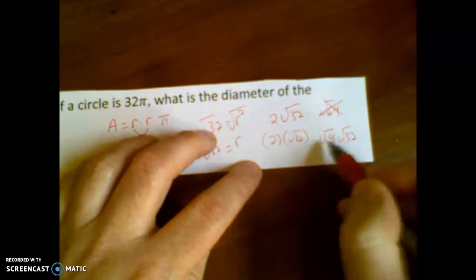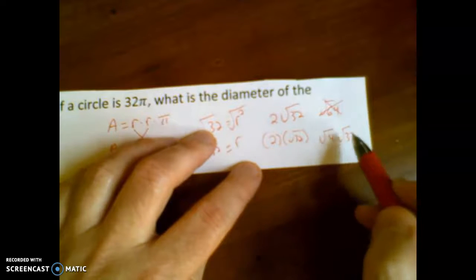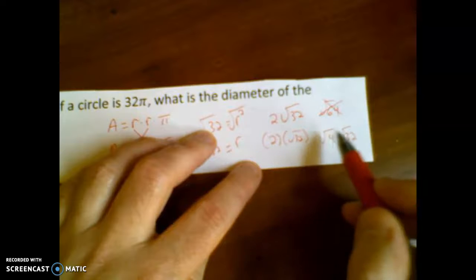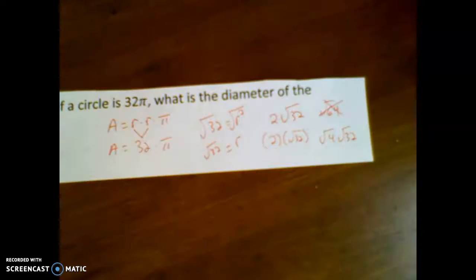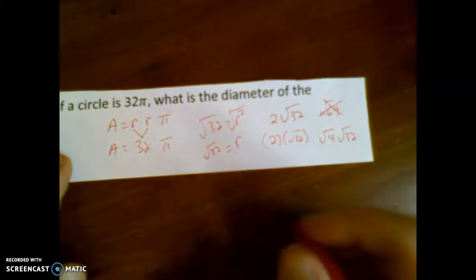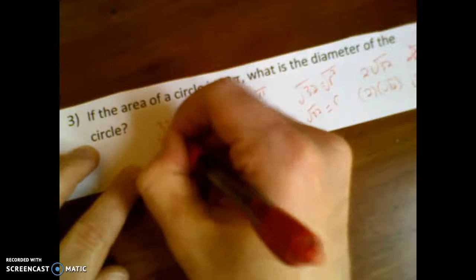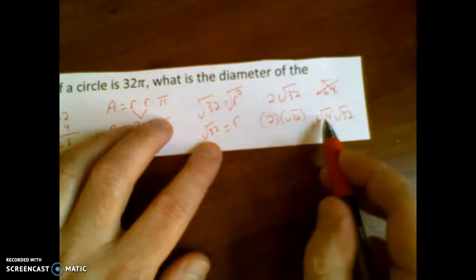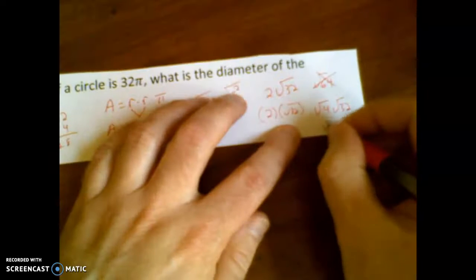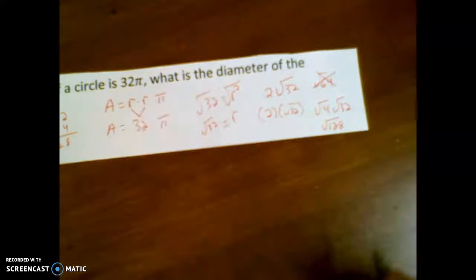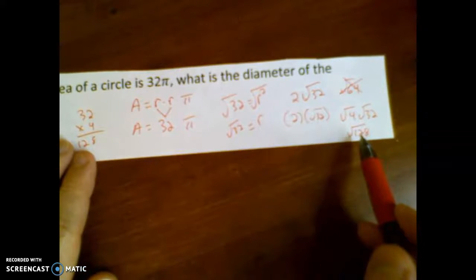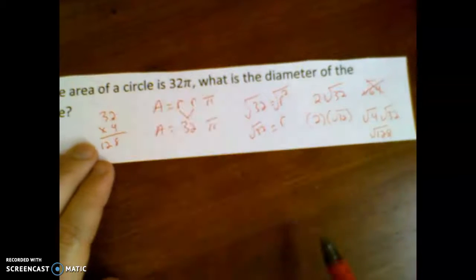And now I can work with this. Because they are both inside the radical, now I am allowed to multiply those numbers together. So I'm just going to take 32 times 4, and I get 128. That means the square root of 4 times the square root of 32 is the square root of 128. So this is one way to write the diameter of this circle.